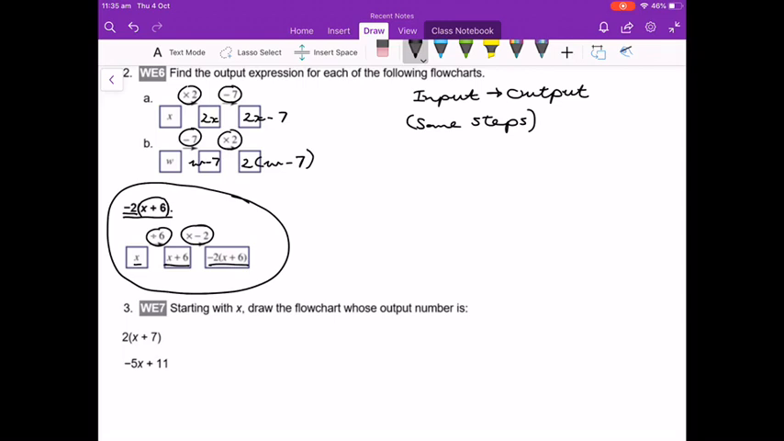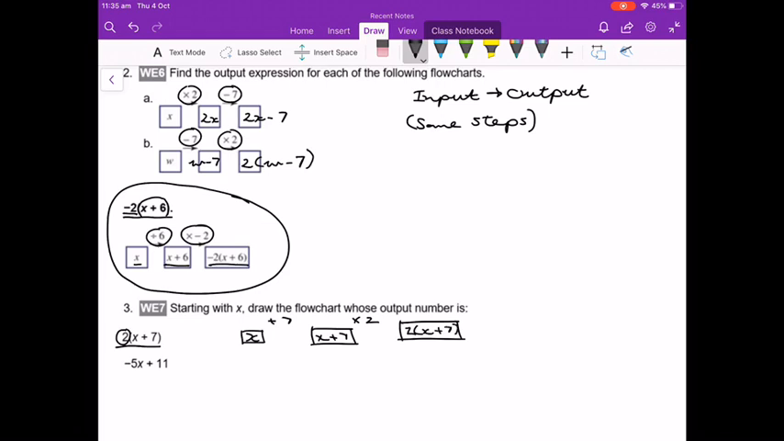So let's start with our own flowchart from x. Looking at this expression over here, the first thing they've done is they've added 7. That would give us x plus 7. And the second step is multiplying it by 2, which would give us an output expression of 2 bracket x plus 7.